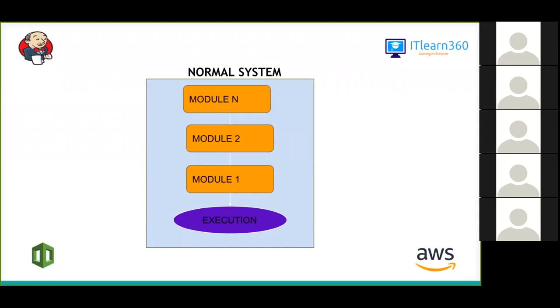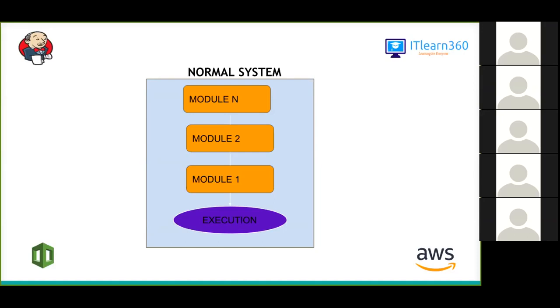When you're not using Jenkins, normally this process is sequential. Sequential in the sense that one by one, it will pick each module. First, module 1 will be executed. Once it is done, module 2 will come. Once it is done, module 3 will come. So in this system, we have one issue: until the earlier modules are executed, you have to wait.